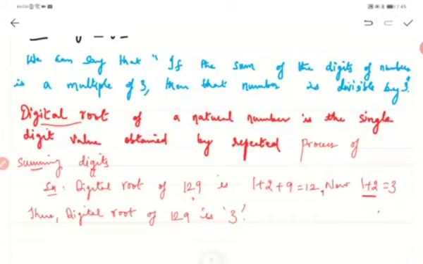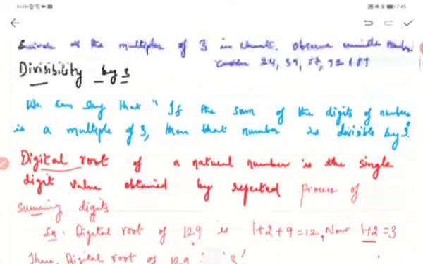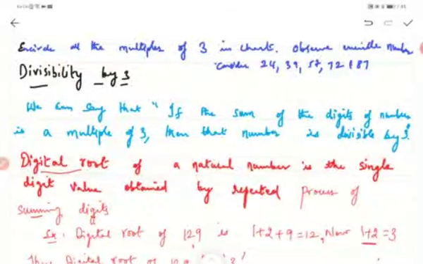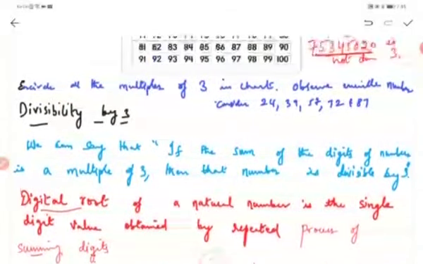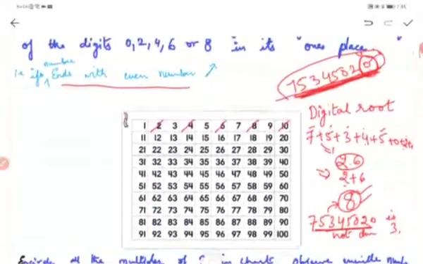I hope till here it's very clear to everyone how a number is divisible by 2 and how a number is divisible by 3. It's totally clear, isn't it? Okay, what about 4 now?